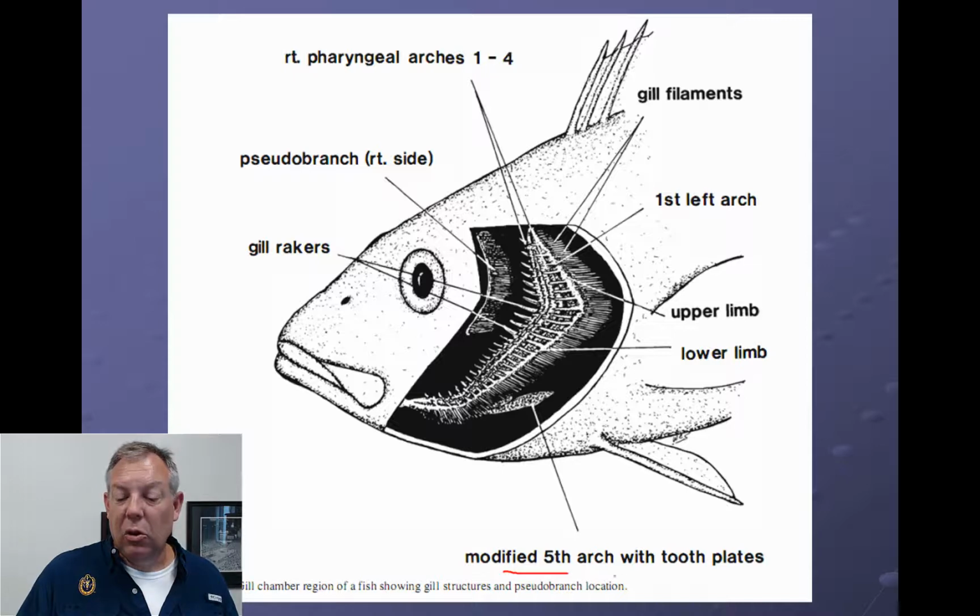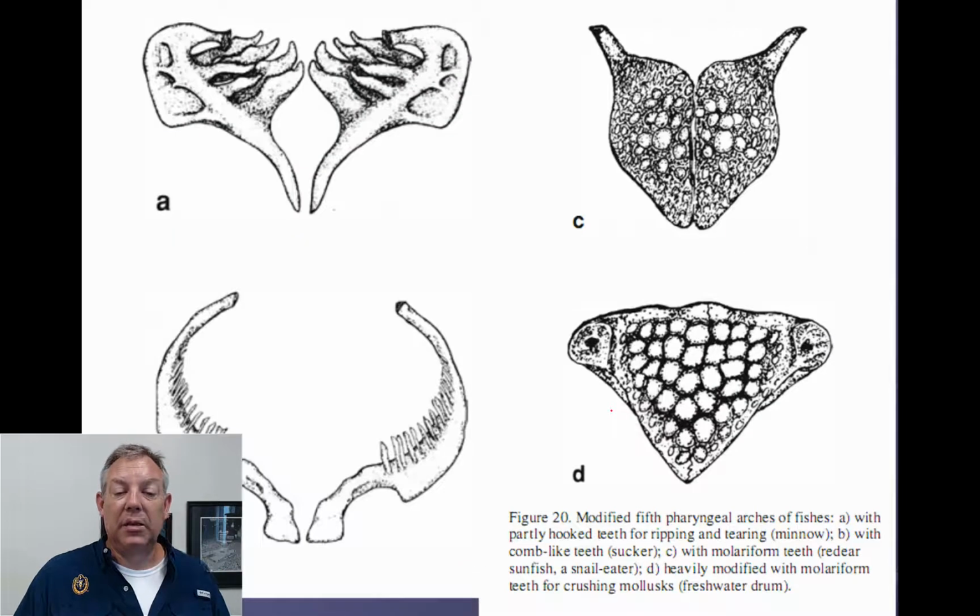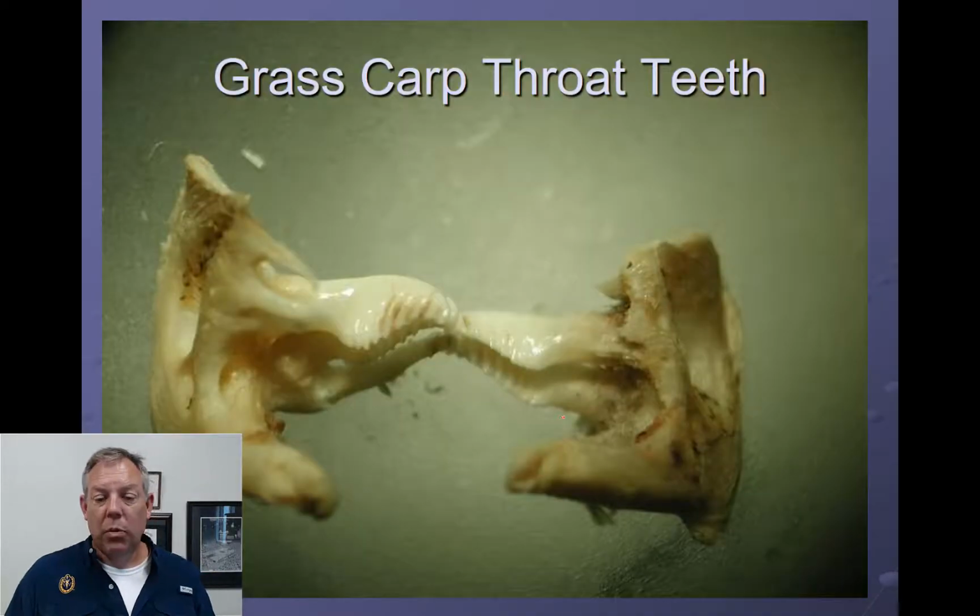Again, this is just showing you how that gill arch can be modified to form those tooth plates. Here's more examples of what some of these would look like. And so we will practice in lab. We'll take some minnows and practice dissecting out the pharyngeal teeth so that we can use them for identification.